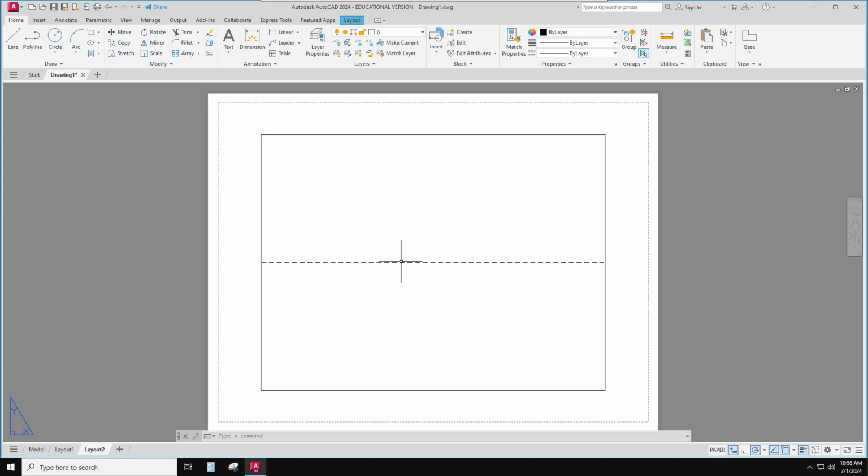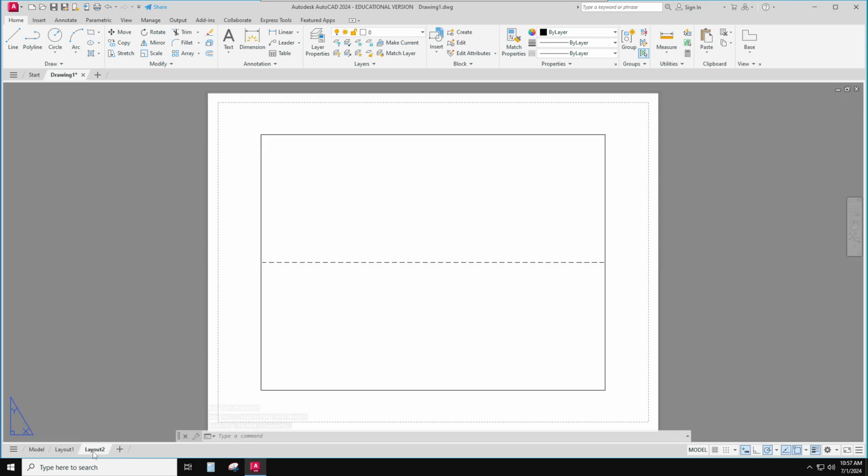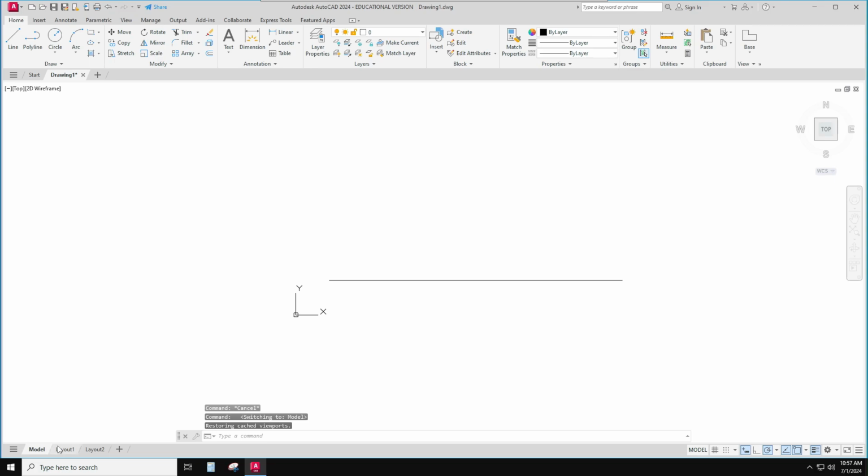AutoCAD is a huge program. It gives you tons of things to do. But here's the takeaway from that. If you're in model space and you draw a line and it doesn't quite look right, just go look at it on one of your layouts and see if it's going okay.